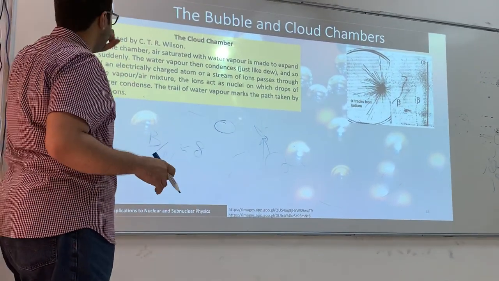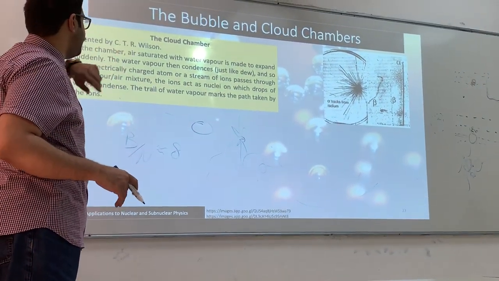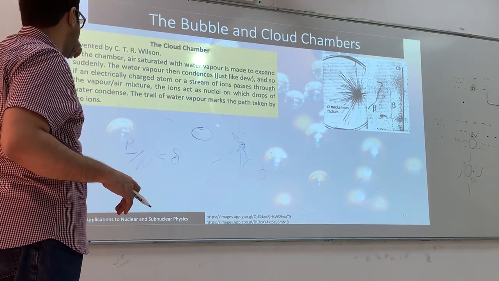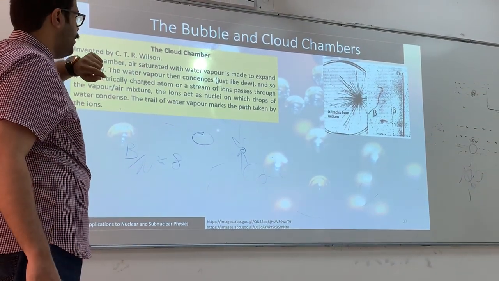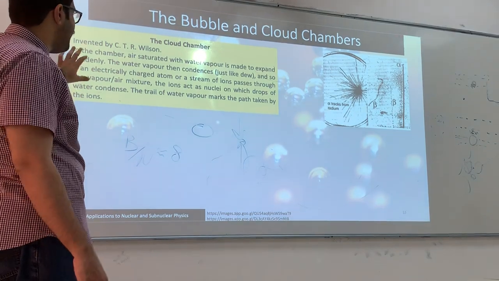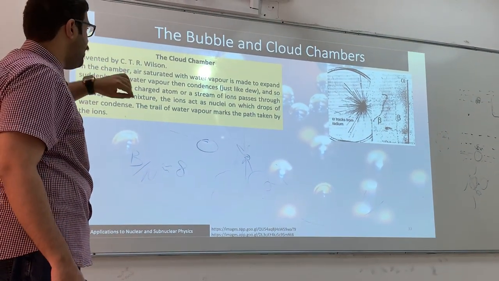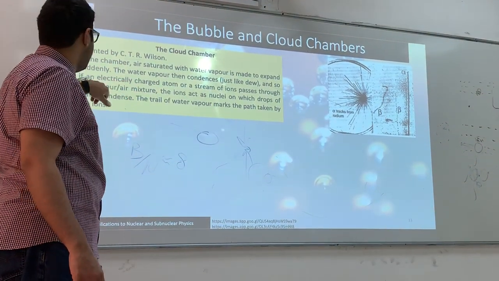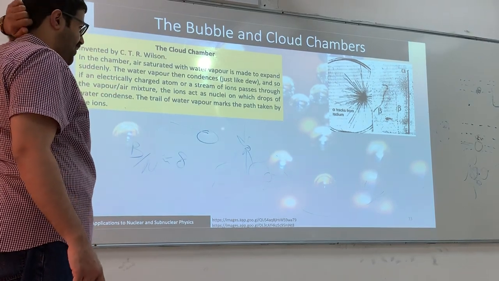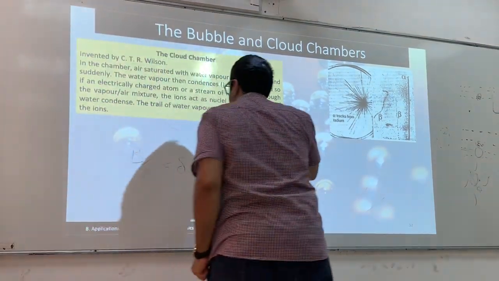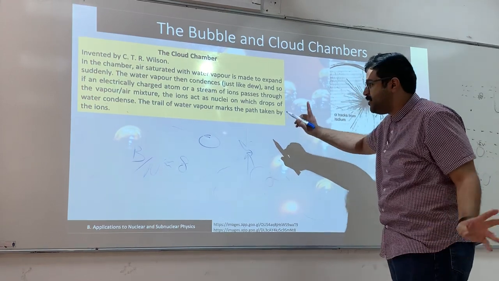Okay. So anyway, C.T.R. Wilson invented the cloud chamber. In the chamber, air saturated with water vapor is made to expand suddenly. The water vapor then condenses, just like dew. And so if an electrically charged atom or stream of ions passes through the vapor air mixture, the ions act as nuclei for drops of water to condense.